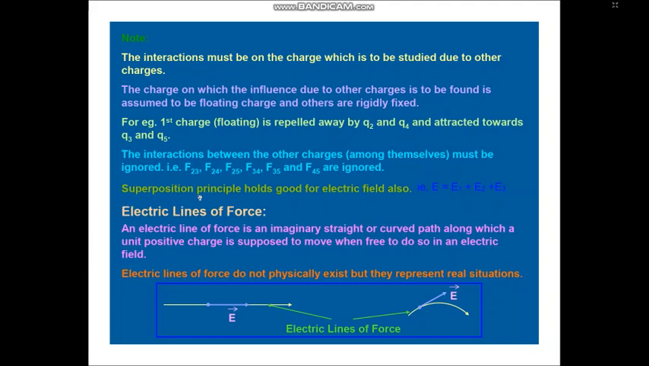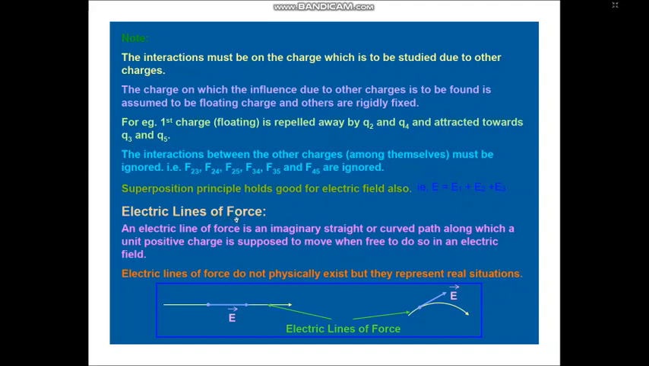Superposition principle holds good for electric field also. It means that net electric field E is equal to the vector sum of individual electric fields E1, E2, E3 due to individual charges. Electric field can be pictorially represented by electric lines of force, or it is also called electric field lines.